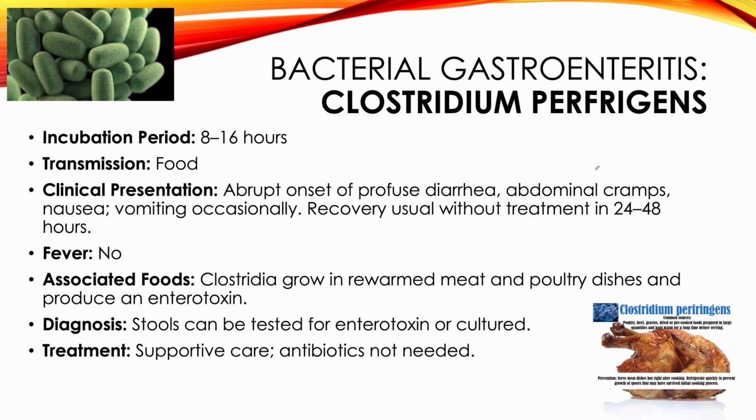Another bacterial illness that we see is Clostridium perfringens. In Clostridium perfringens, usually the incubation is a little bit longer than Staph aureus, but usually within 8 to 16 hours you're seeing symptoms. So it's still pretty abrupt onset. It's in food, and generally speaking, the associated foods I've seen is like rewarmed meat.